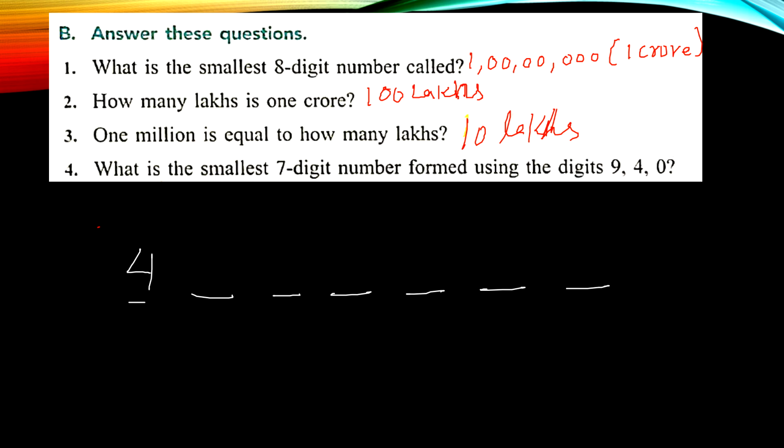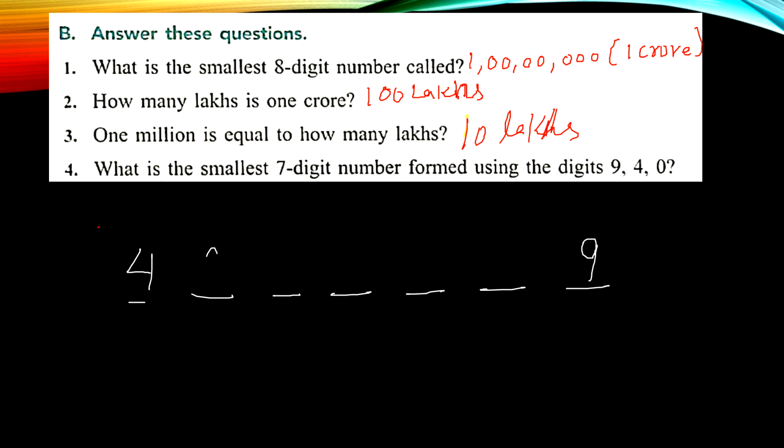And what are they saying? What is the smallest 7-digit number using the digits? That means we have to repeat the digit. A 7-digit number you cannot form using only 3 digits unless you can repeat them, right? So you have to repeat a digit. The number that you will repeat is 0 in this case. But the last digit will be occupied by 9 because we have to use all the digits.